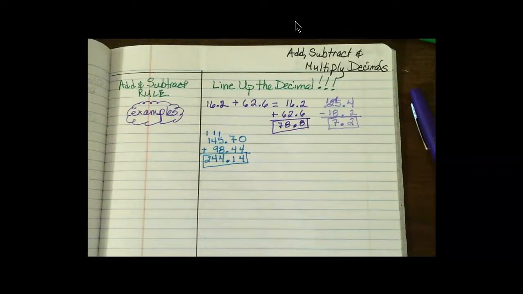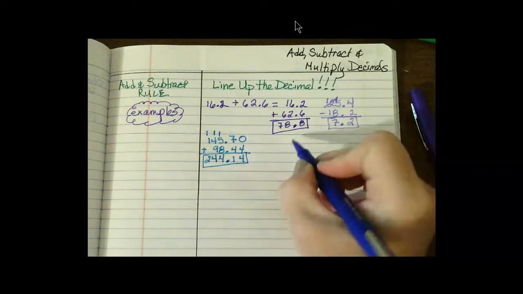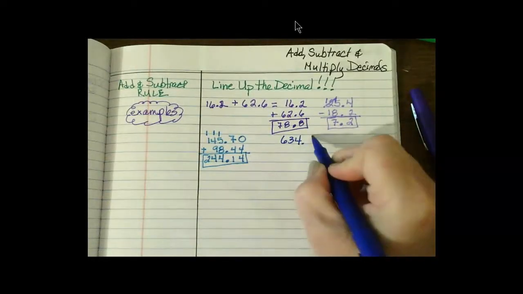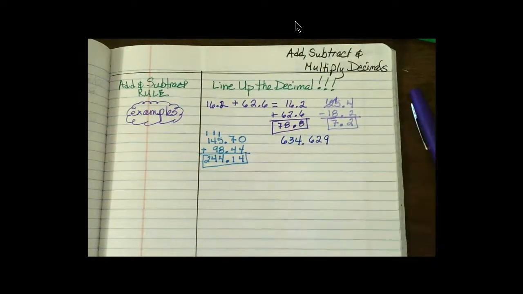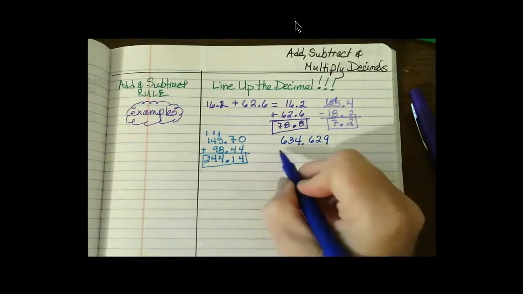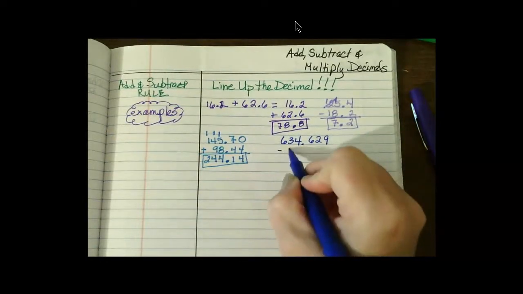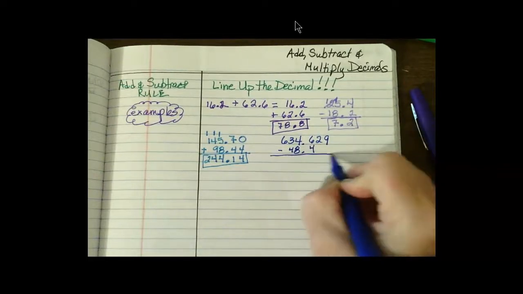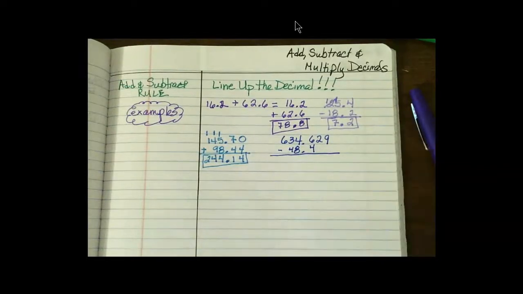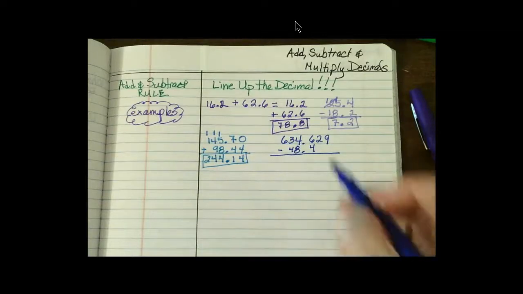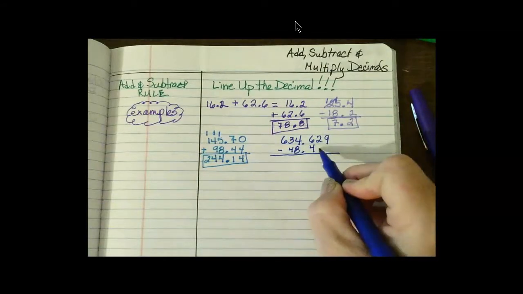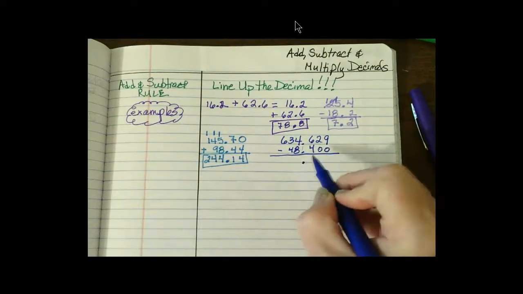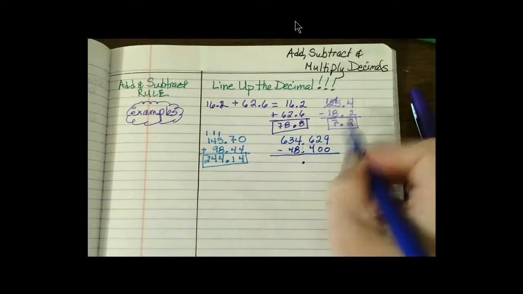Let's try a subtraction one. Here we go. I've got 635 and 629 thousandths. Wait, 34 and 629 thousandths. And we're going to subtract 48 and 4/10. It's not difficult. Remember, we have invisible zeros here, so we have to fill in the blanks right there. We've got our decimal all lined up, and now I just do the subtraction.